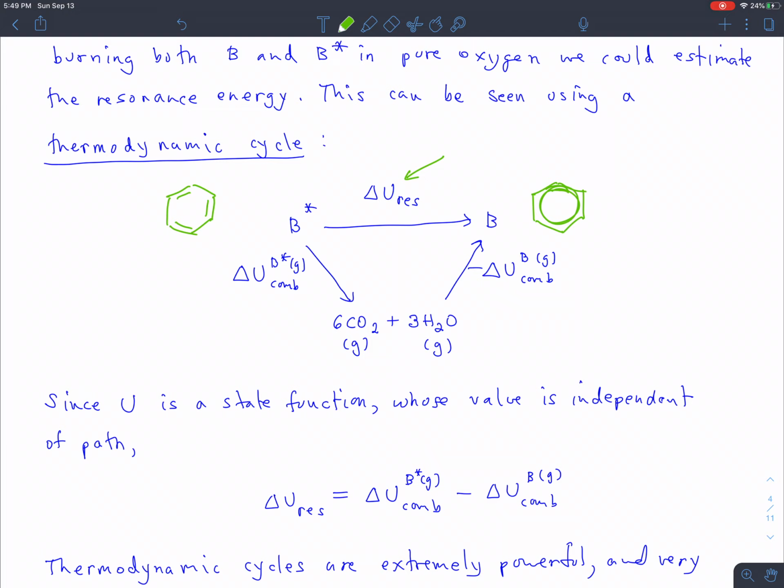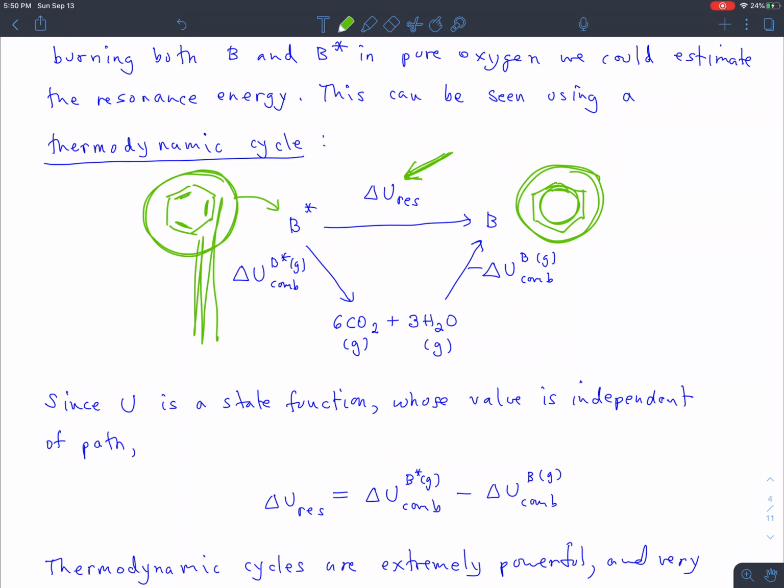First of all, this is the core idea behind the whole experiment. What we want is this resonance energy, or an estimate of the resonance energy. That is, the measured difference in energy between the localized bonding picture and the true benzene molecule. And if there existed a molecule, this molecule B star, that really had localized double bonds, then we could just do this experiment in a straightforward way.